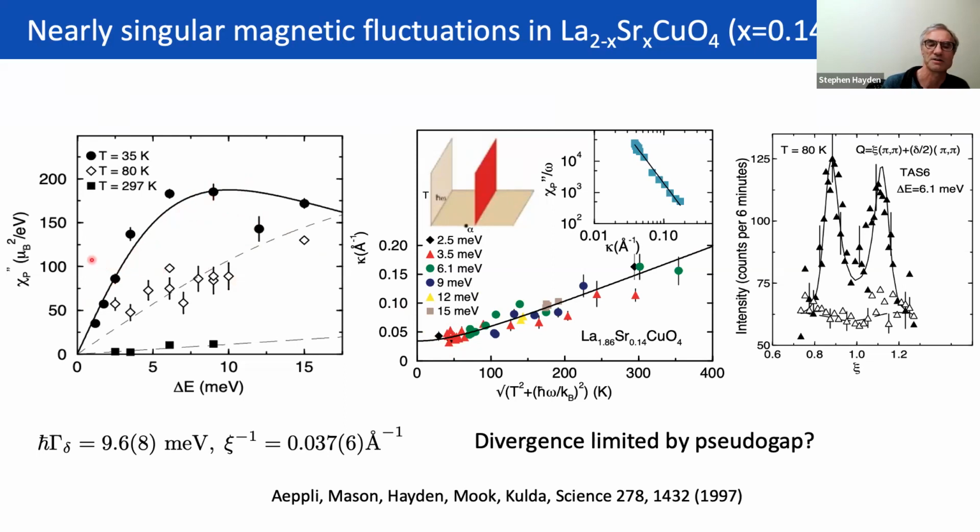Of course, it's hard to distinguish between a pseudogap and something that just drops down at low energy. But this energy scale is going to be much larger than the one that we find when we go to the overdoped side. So I've just put here, provocatively, the divergence is limited by the pseudogap. And here are the parameters we got in those days. This was the inverse correlation length, which is coming from the width of the peaks here, and this is coming from this.